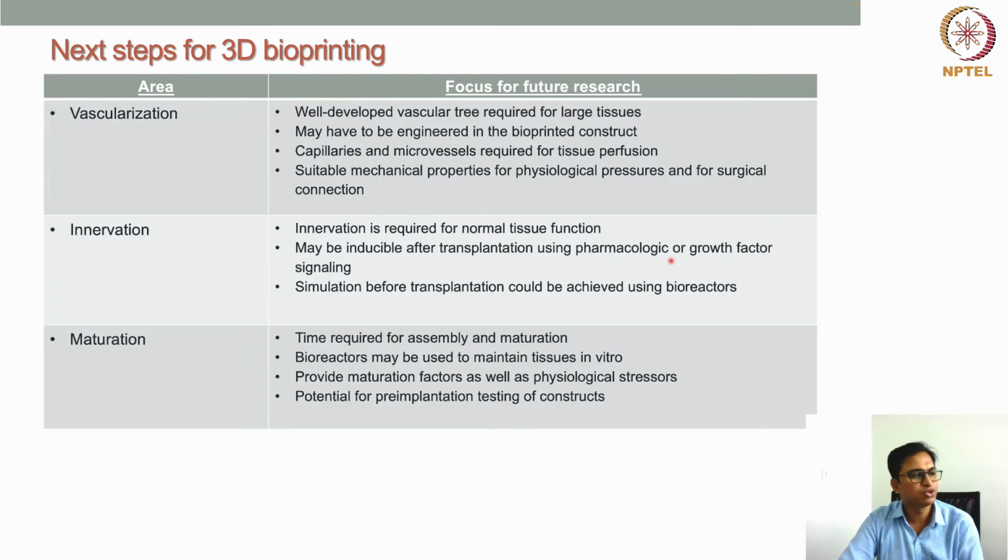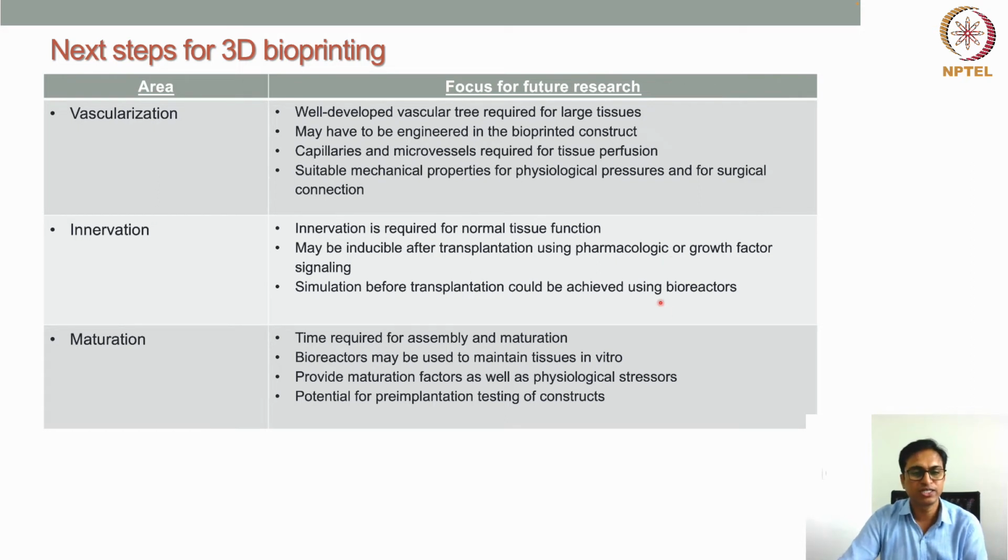Now, maturation of the tissue construct is another important area. As I mentioned before, after bioprinting we cannot call it a tissue; it is just a mixed cluster of cells and materials together. But when they grow, they maintain a particular order, a hierarchy. When they grow, a tissue can develop where the function of that particular tissue is established. That requires maturation. The bioprinted construct needs maturation to achieve that kind of physiological function.